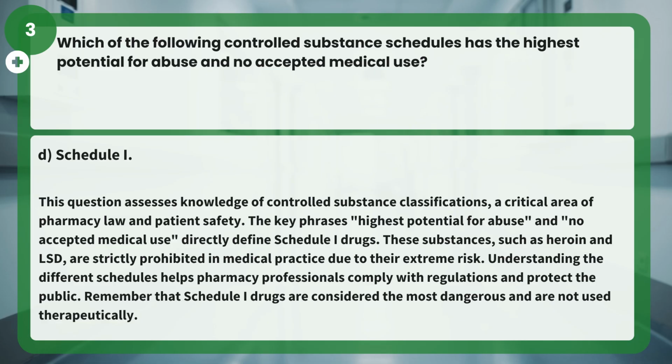These substances, such as heroin and LSD, are strictly prohibited in medical practice due to their extreme risk. Understanding the different schedules helps pharmacy professionals comply with regulations and protect the public. Remember that Schedule 1 drugs are considered the most dangerous and are not used therapeutically.